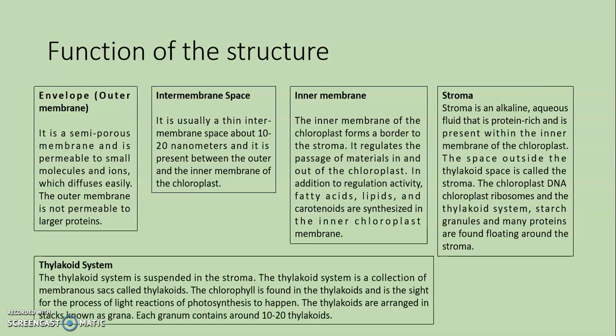Lastly, the thylakoid system. The thylakoid system is suspended in the stroma. It is a collection of membranous sacs called thylakoids. The chlorophyll is found in the thylakoid, which is the site for the light reactions of photosynthesis to happen. The thylakoids are arranged in stacks known as grana. Each granum contains around 10 to 20 thylakoids.